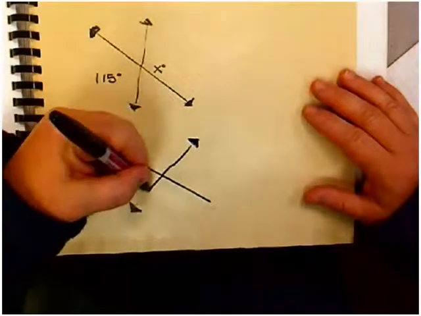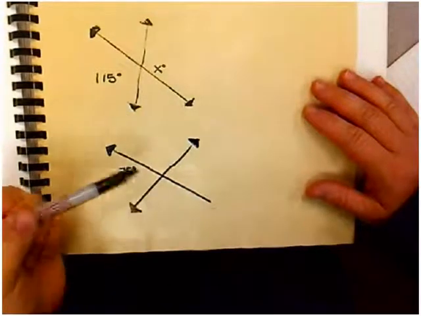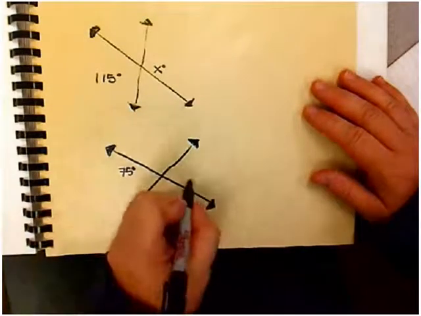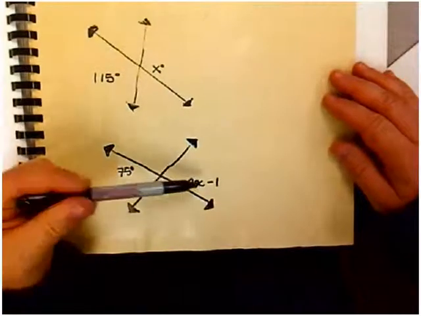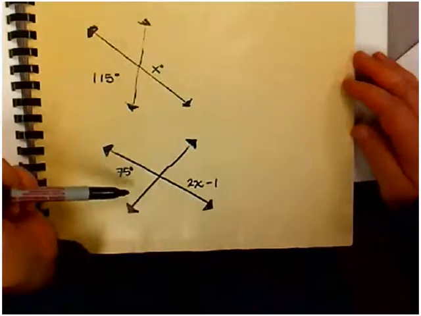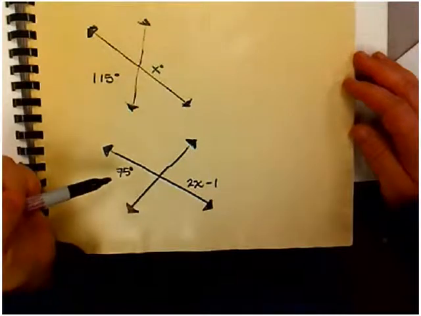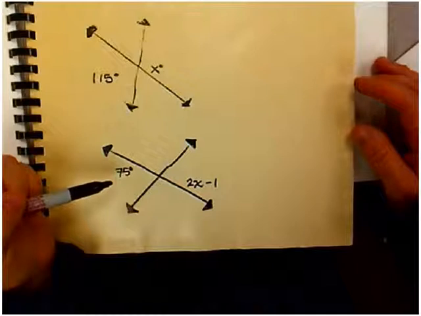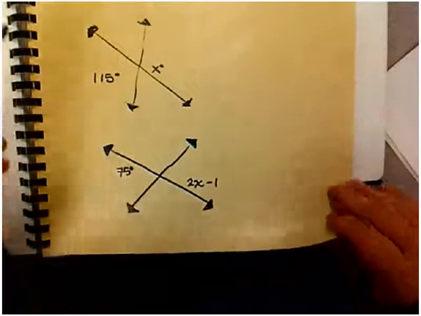75 equals 2x minus 1. That's right. You have a 75-degree angle, and it is a vertical pair with the 2x minus 1. So you're going to make those equal to each other: 75 equals 2x minus 1. What do we have to do first? Add 1 to both sides. So 75 plus 1 is 76 equals 2x. And then divide by 2. 76 divided by 2 is 38. Yeah, nicely done. So x equals 38. Awesome. That wasn't too bad.